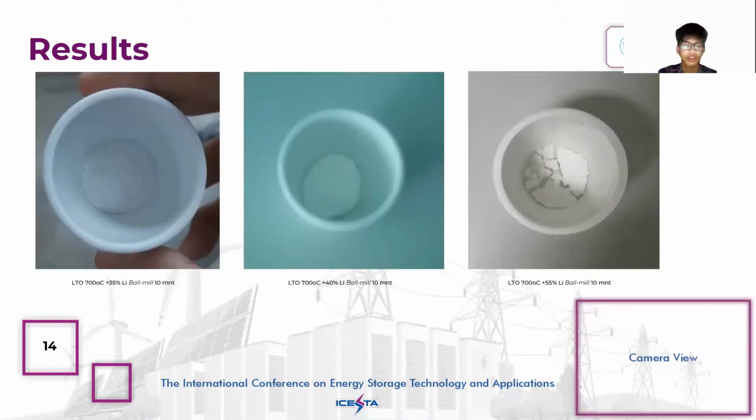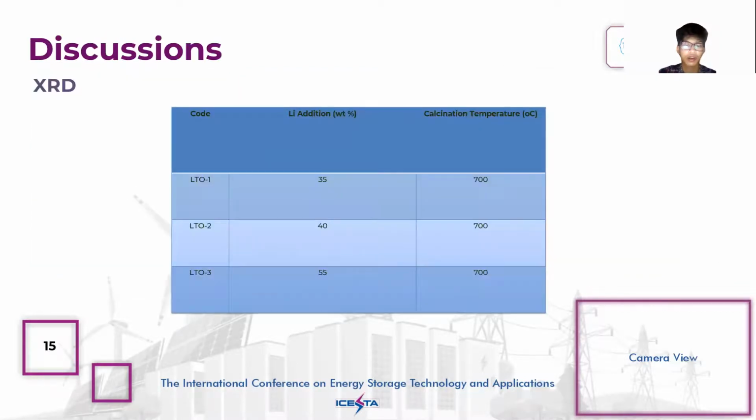Now, here's our LTO products. Here's our independent variable. Our variable is the percentage of lithium addition. So let's say that we add plus 35% weight of lithium, 40 and 55, to show that the evaporated lithium may not decrease the result we want.